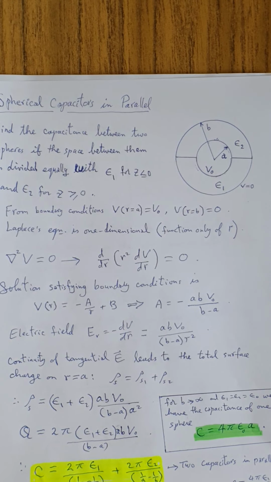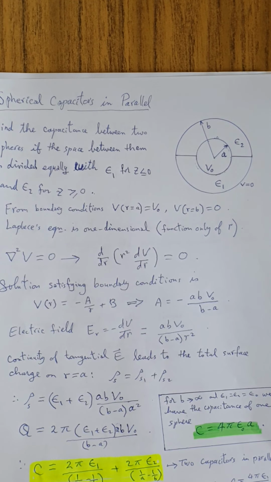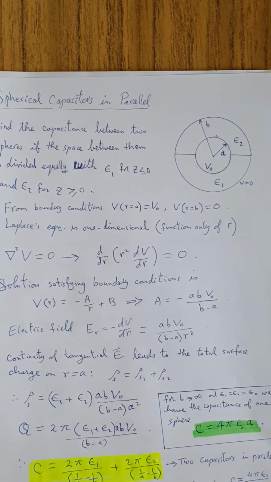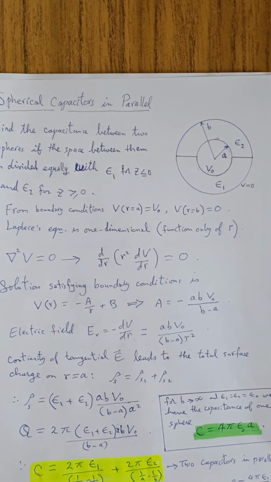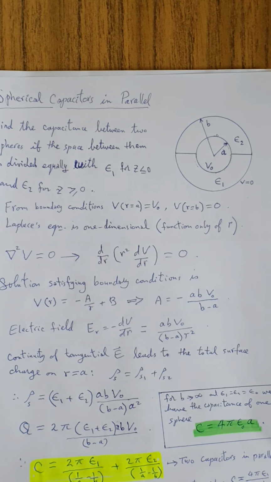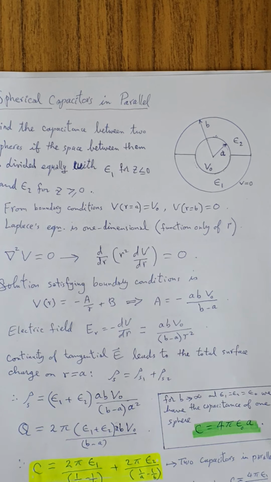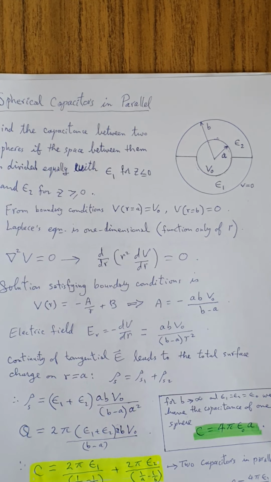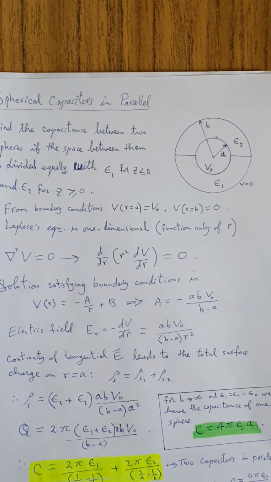And the continuity of tangential E leads to the total surface charge on r equals a. And here it is divided between region 1 and region 2. So the total rho S is rho S1 plus rho S2 times the area. So the total charge Q is this, and you can see it's divided into two parts.